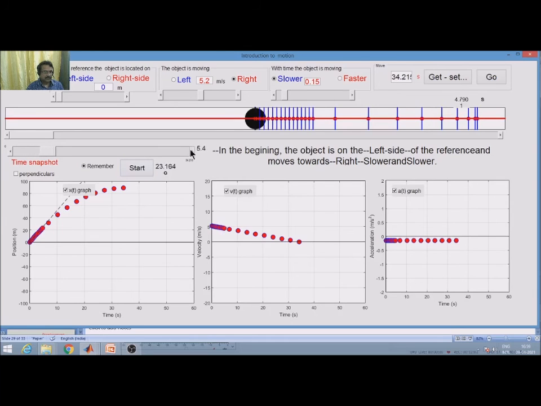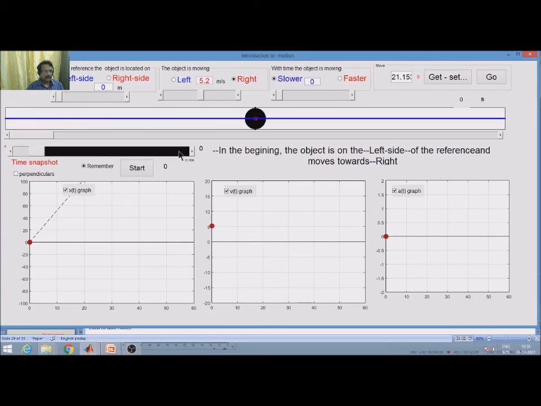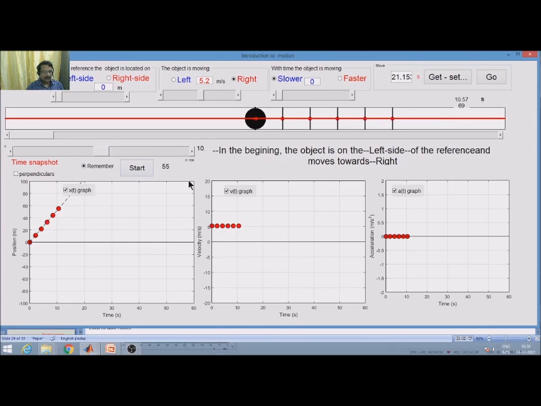Let us put it in constant intervals, smaller constant intervals. So in all cases, the acceleration is always a line parallel to the time axis. Let us look at the final case where the acceleration is 0. So in this case acceleration is 0. The position-time graph would be a straight line making an angle with the time axis, and the velocity-time graph is parallel to the time axis.